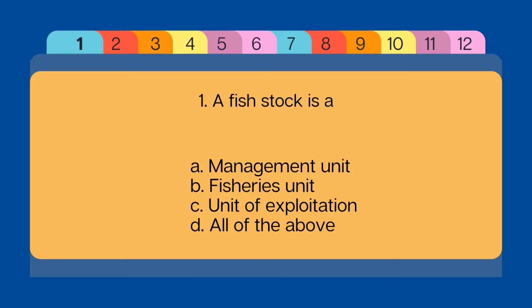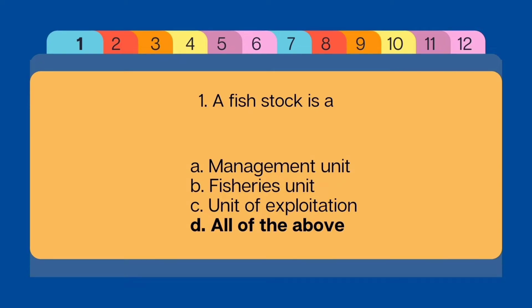Number 1. A fish stock is A. Management unit, B. Fisheries unit, C. Unit of exploitation, or D. All of the above. The answer is D.